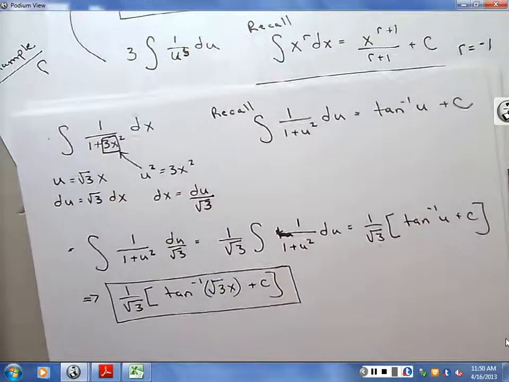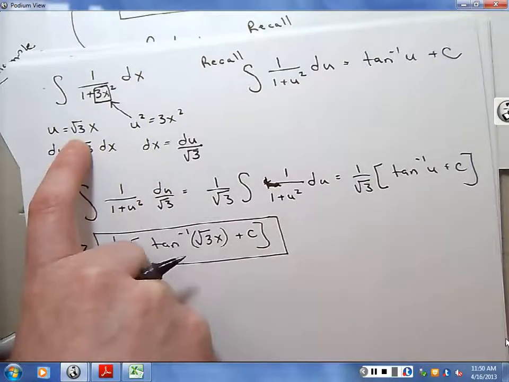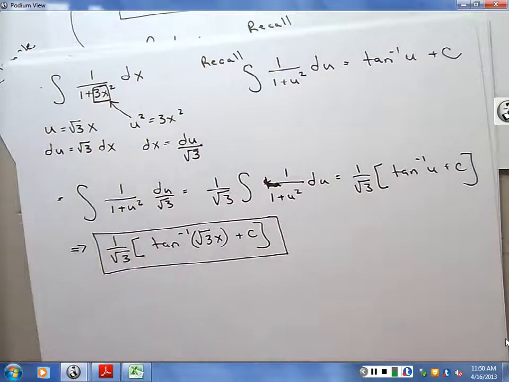Question? Yes? Because the square root of x squared is just x, and I mean it to be x squared.